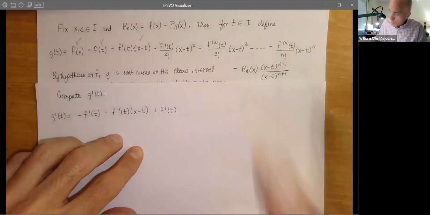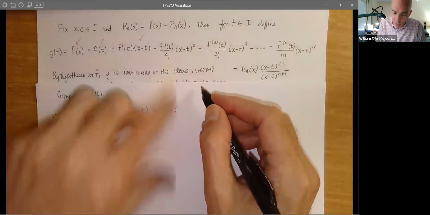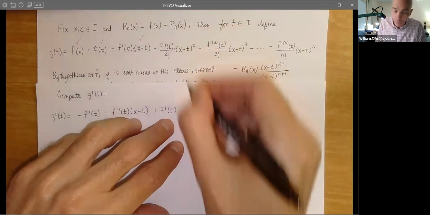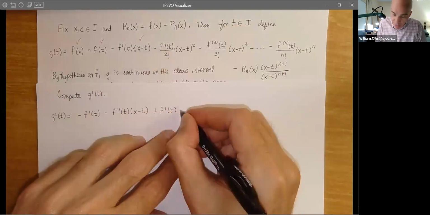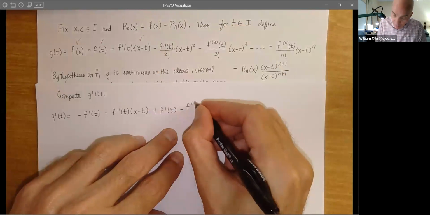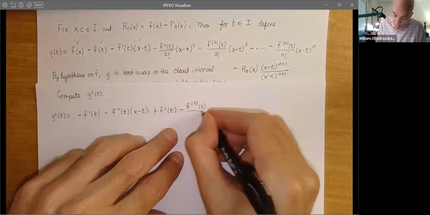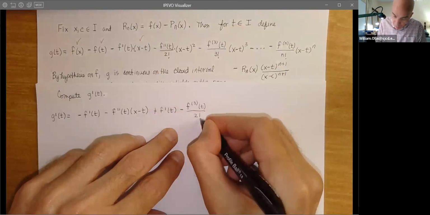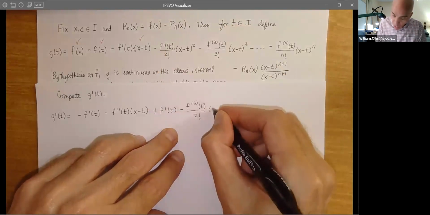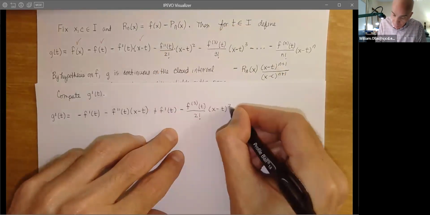Now, let's look at this one. Let me leave this pen here so I can get to it. So now we're going to take the derivative, again, product rule. So this will be minus f triple prime of t divided by 2 factorial times x minus t squared.